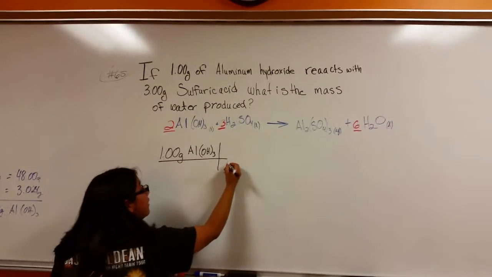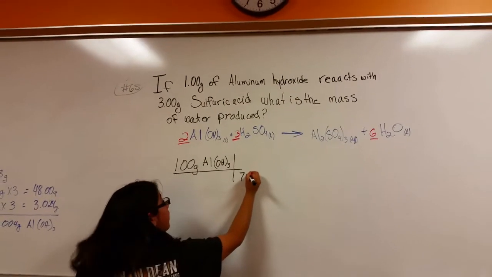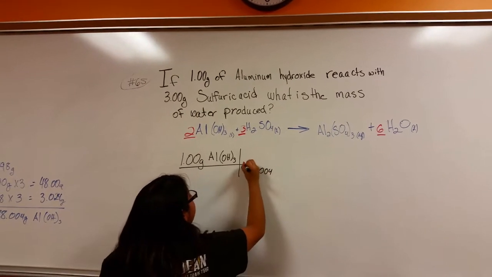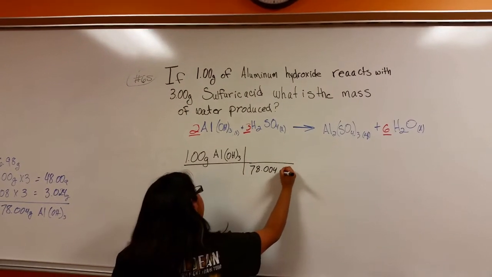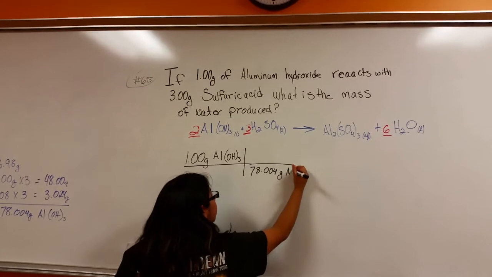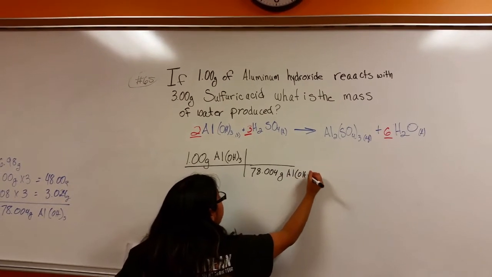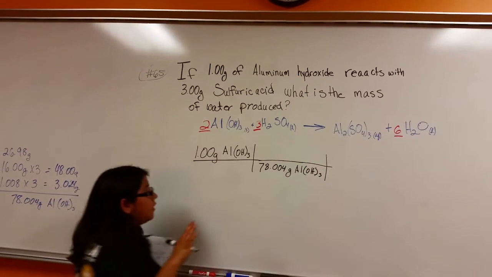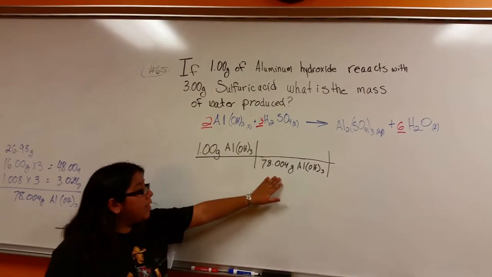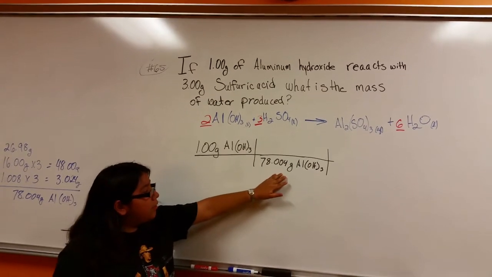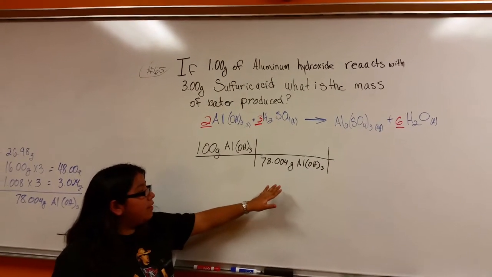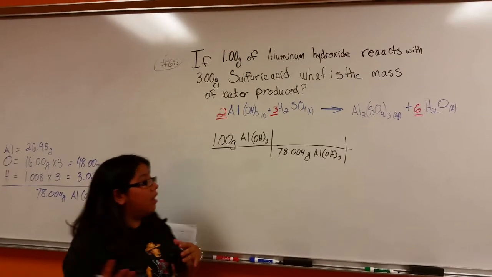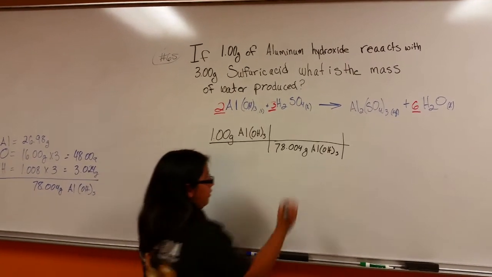So you're going to take 78.004 grams of aluminum hydroxide. The thing about this conversion here is that once you get your grams of aluminum hydroxide, once you get the whole thing, you know that that is equal to 1 mole of the aluminum hydroxide.